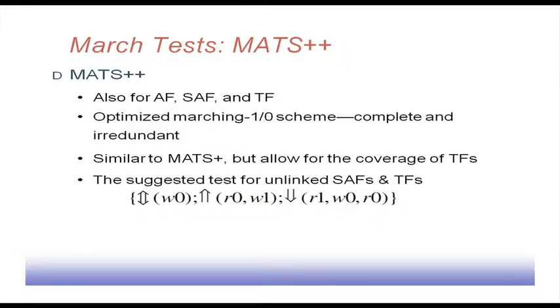Then we have got Matz plus plus. It is good for address decoder fault, stuck-at fault, transition fault and all that. It is an optimized marching 1-0 sequence, complete and irredundant. So, this is the Matz plus plus sequence. First it writes 0, then it reads 0 and writes 1, then reads 1, writes 0 and reads 0. So, again it can detect all the stuck-at faults and transition faults.